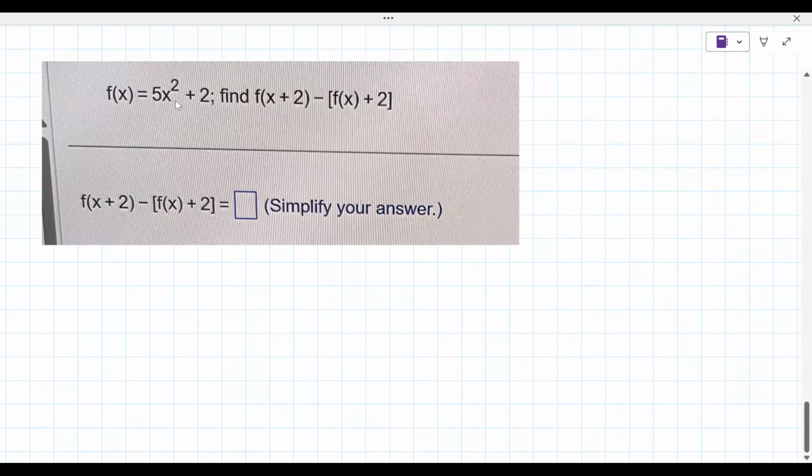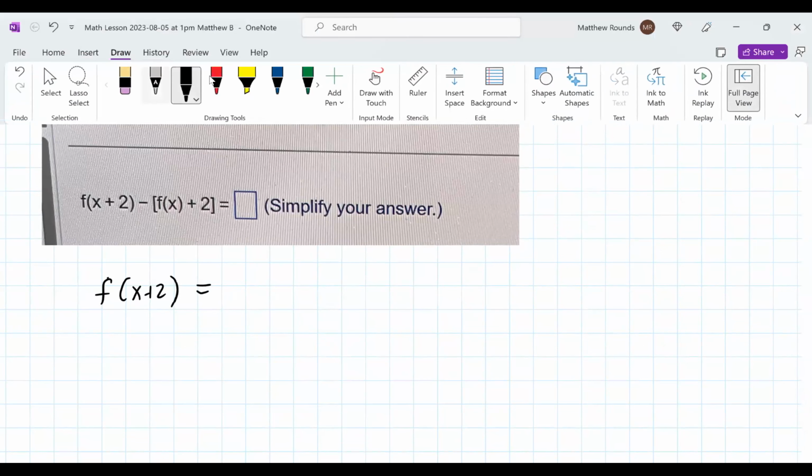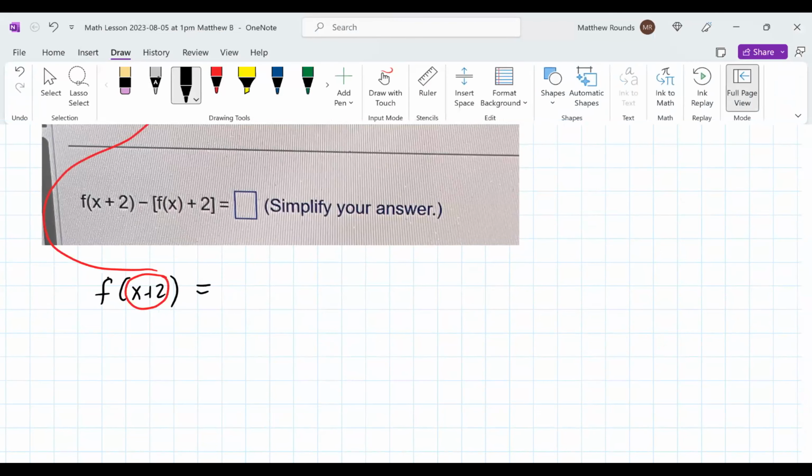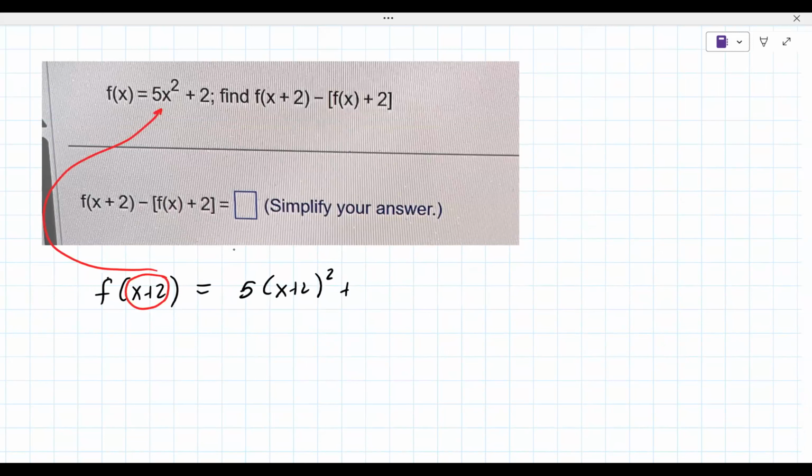Okay, so this problem, they're giving you a function, that function right there. They want you to find f of x plus 2. Then they want you to take the original function, add 2 to it, and subtract it from the thing you find. So there are pieces you've got to put together. So f of x plus 2 means you take this x plus 2 and you put it in for the x. Wherever you see an x, it's going to go in. So it looks like this: 5 times x plus 2 squared plus 2.